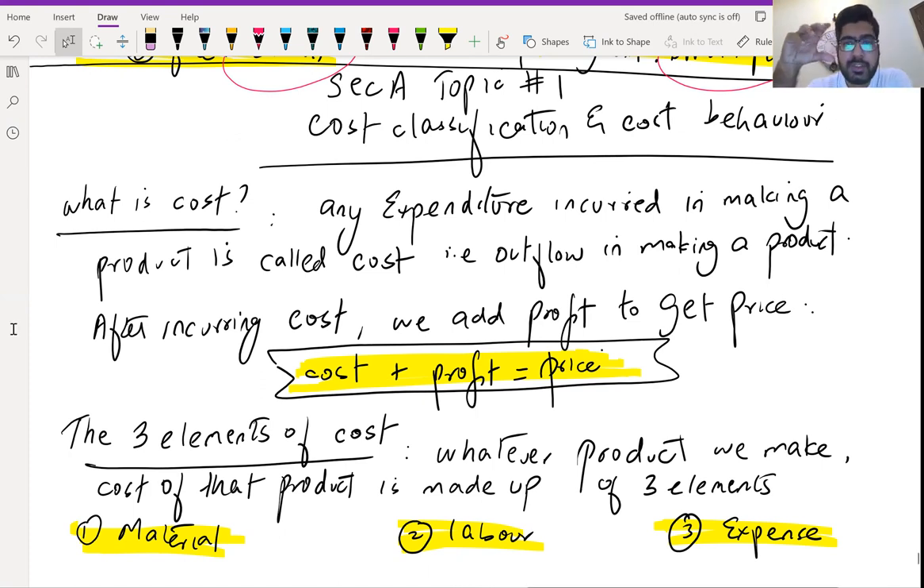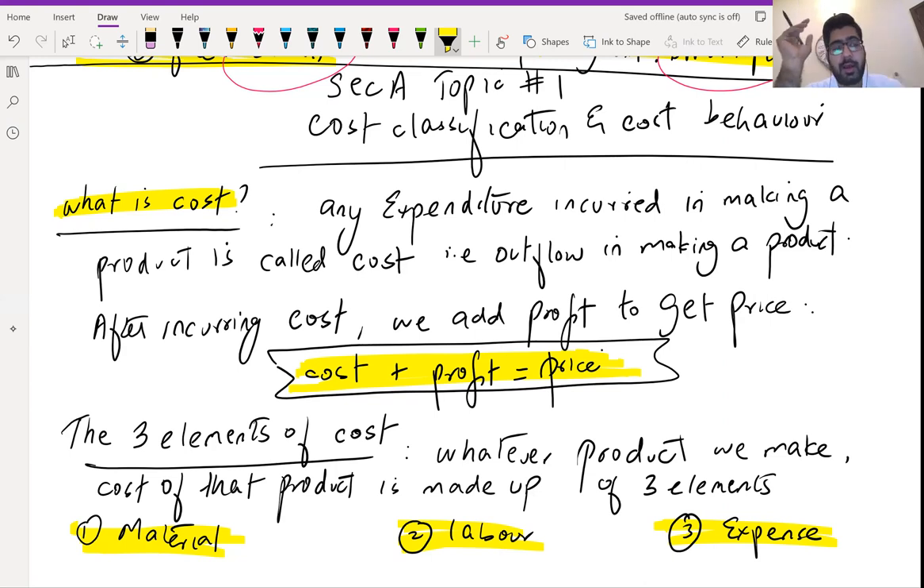Okay, now if you're starting a cost accounting paper, right? This is the cost accounting, management accounting paper and you're starting topic number 1, cost classification, cost behavior. So whenever you're starting a cost accounting paper, the first information which must be in your mind is, what is cost, right? Like someone is studying mathematics, he must know what is mathematics. Someone is studying financials, he must know what is financial. So if someone is studying economics, he must know what is economics. So if you're studying cost accounting, the first thing you must know is what cost is.